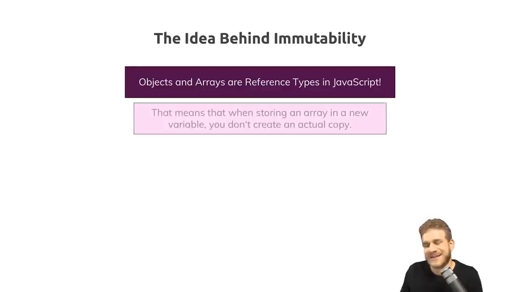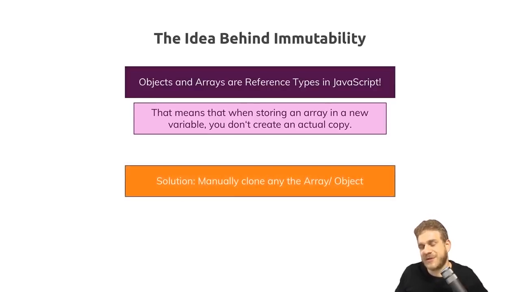Reference types mean that when we store an array in a new variable, and the same is true for objects, we don't actually create a copy of the value, but only of the pointer pointing to some point in memory. So the value still is the same, even if we store it in two different properties or variables. Therefore, to fix this, to get a real copy, which we can change without also altering the other one, which would happen by default, we have to manually clone. So really deeply copy any array or object we want to manipulate, and which we also want to copy.